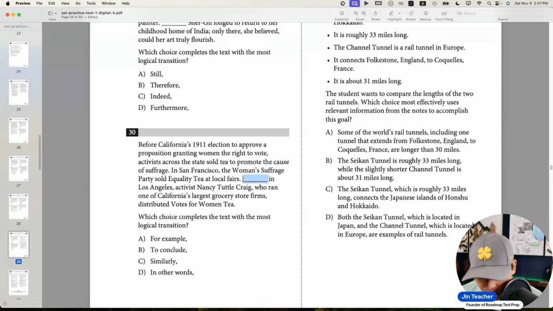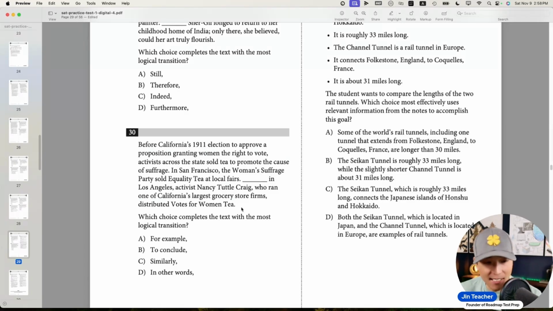I notice that I have a transition word at the start of a sentence. So I know I'm going to be looking at the relationship between this sentence, the one about in Los Angeles, what Nancy Tuttle Craig did, she distributed votes for women's tea, and this previous sentence, in San Francisco, the Women's Suffrage Party sold equality tea at local fairs. But I don't want to completely ignore everything that I read before. I have to consider what was previously talked about, because that context gives me a better understanding of what this sentence is doing and its relationship to the next sentence.